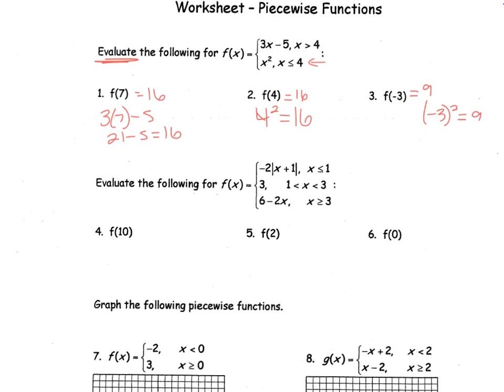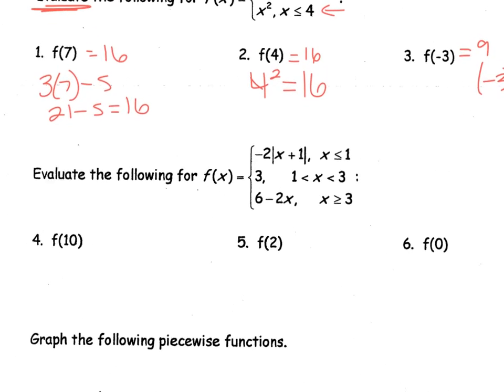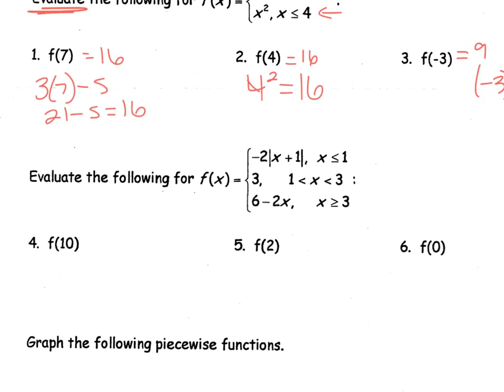Okay, next one, I'm going to skip this one, but you would do it the exact same way, with the exception, if you look, there's 3 of them. They have x is less than or equal to 1, when x is between 1 and 3, but not equal to, and then when x is greater than or equal to 3. So that's where you would plug it in.